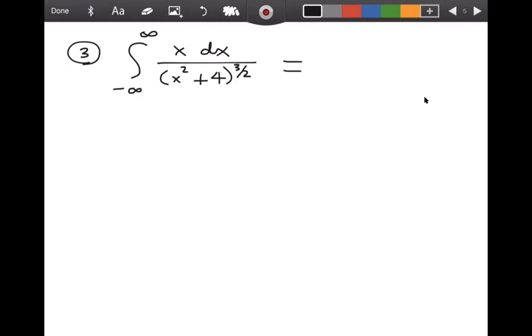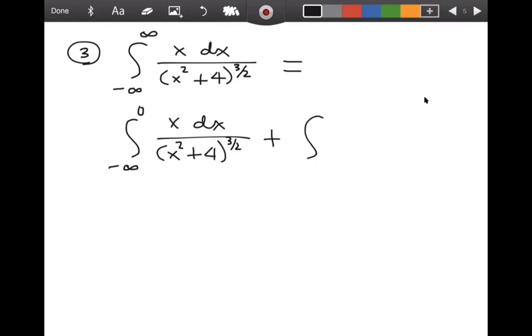I'd say at least 9 times out of 10, I usually break them at 0. You don't have to. Okay, so we're going to go integral negative infinity to 0 and then integral 0 to infinity.